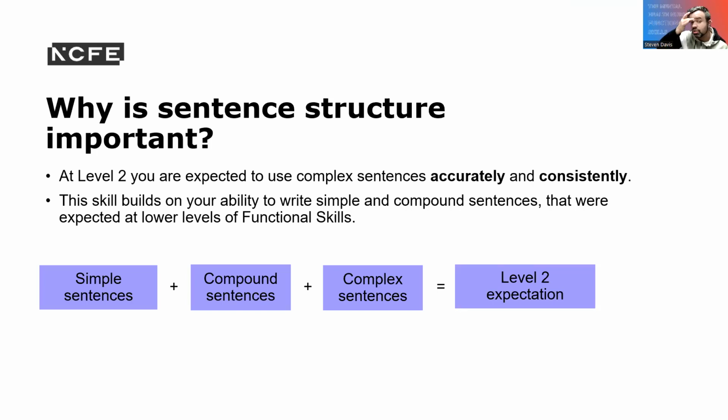So why is sentence structure important? At level 2, you're expected to use complex sentences accurately and consistently. This skill builds on what you're able to write, simple and compound sentences that are expected at lower levels of functional skills. So you've got simple sentences, compound sentences, and now you're working on those complex sentences.